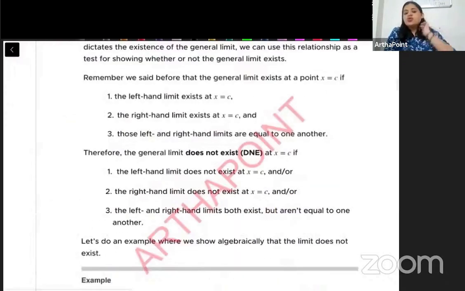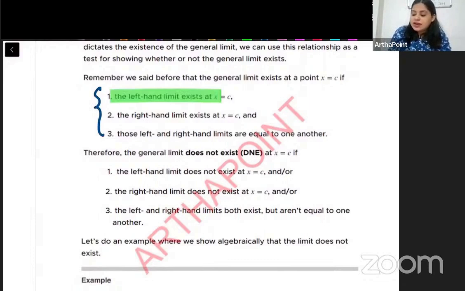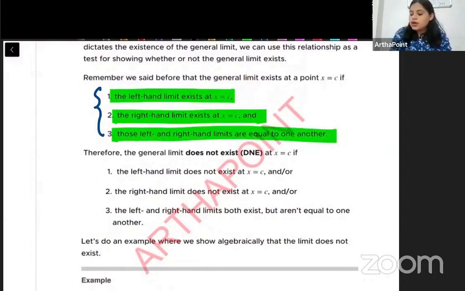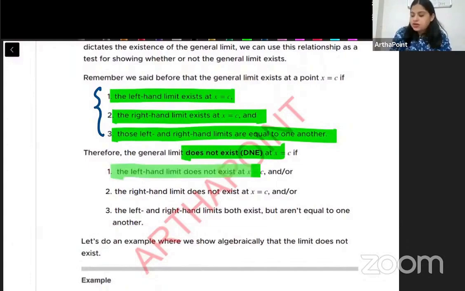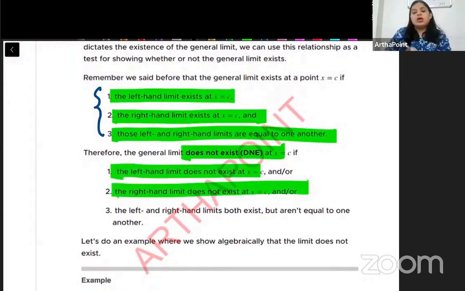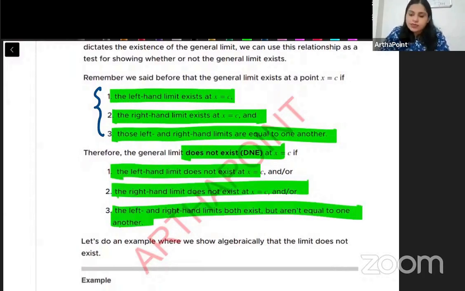So let's go ahead and write down these things. We can say that the general limit exists if the left-hand limit and the right-hand limit exist and they are equal. It does not exist if the left-hand limit does not exist, or the right-hand limit does not exist, or they exist but they are not equal to each other.